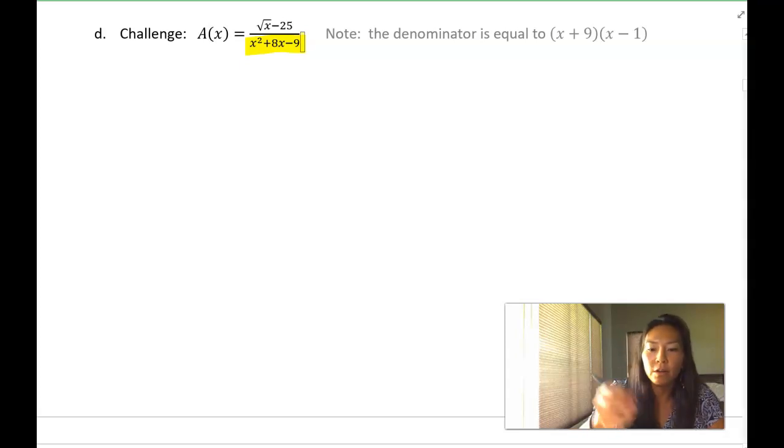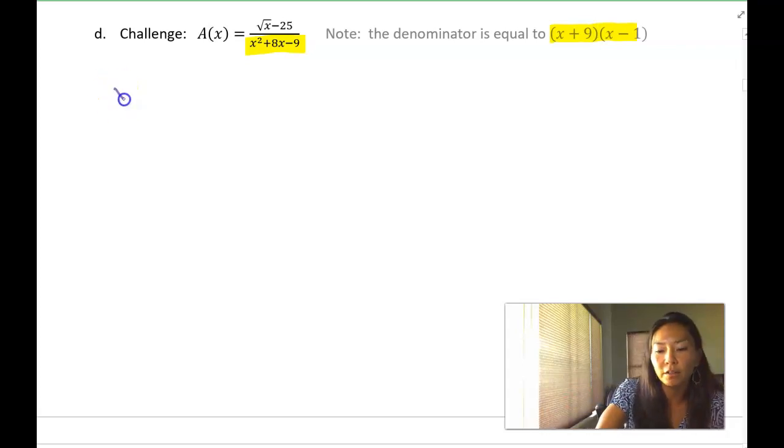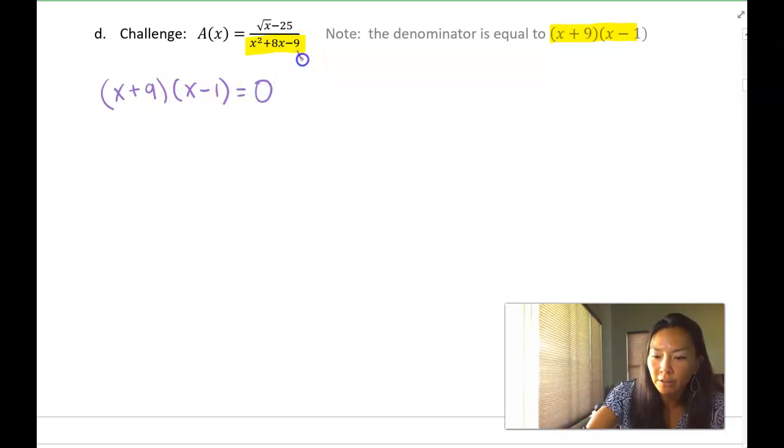Okay, so we look first at our denominator here, and we have the hint right here on the side saying that the denominator is x plus 9 times x minus 1. Now, if you guys could factor that, that is great. If you cannot, then just try to see why. The way that we factor is what multiplies and adds. And those are your two numbers here. What multiplies to give you negative 9 and adds to be 8.